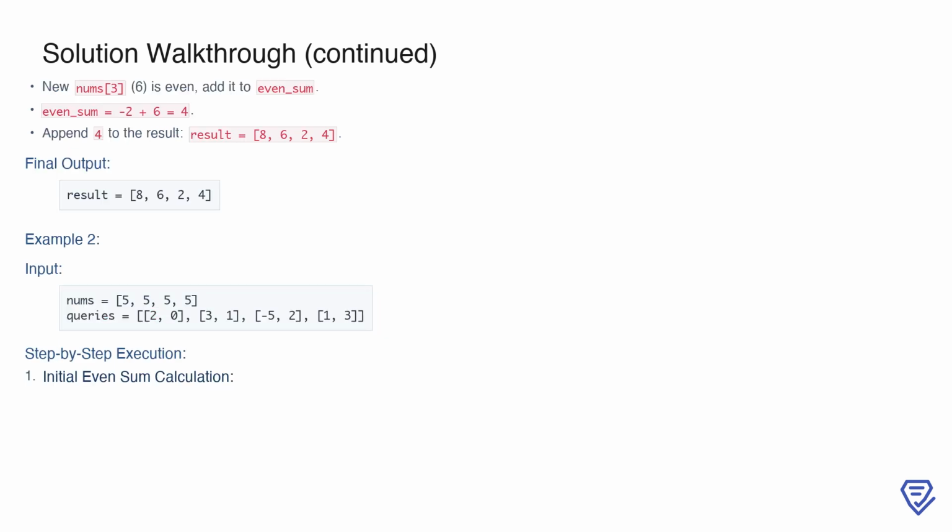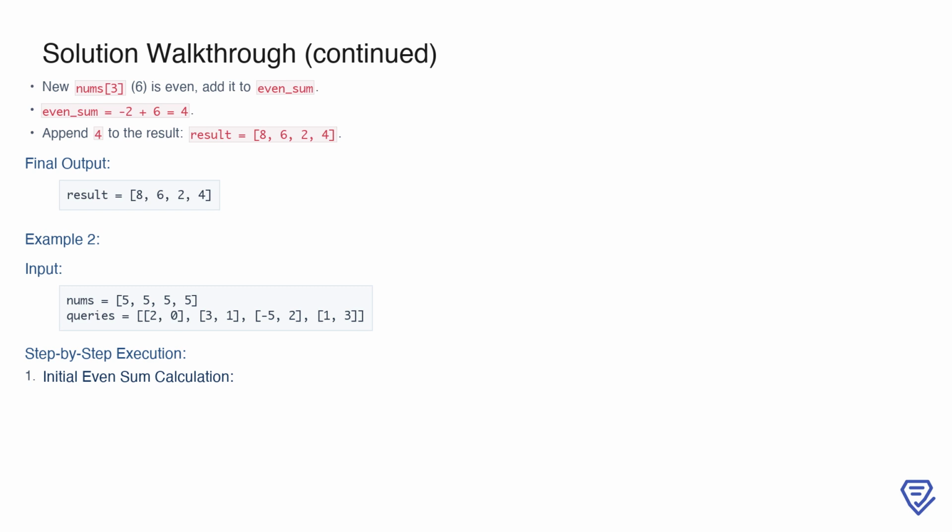For the fourth query, [2, 3], we add 2 to nums[3], which updates the array to [-2, -1, 3, 6]. The old value at nums[3] was 4, an even number, so we subtract it from the even_sum, resulting in 2 minus 4 equals -2. The new value at nums[3], 6, is even, so we add it to the even_sum, giving -2 plus 6 equals 4. Finally, we append 4 to the result, making the final output for this example [8, 6, 2, 4].